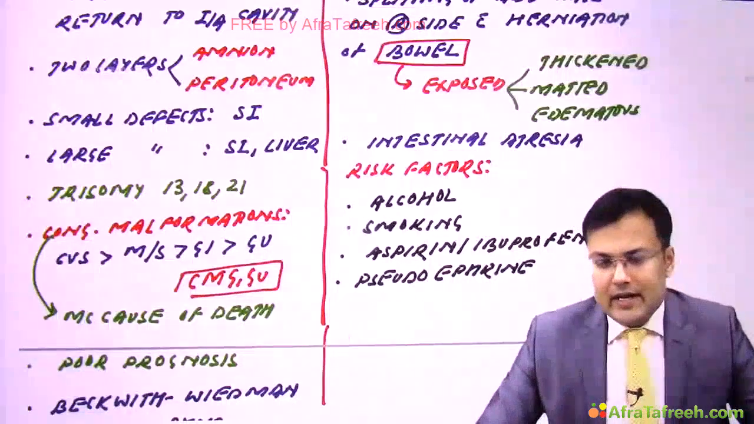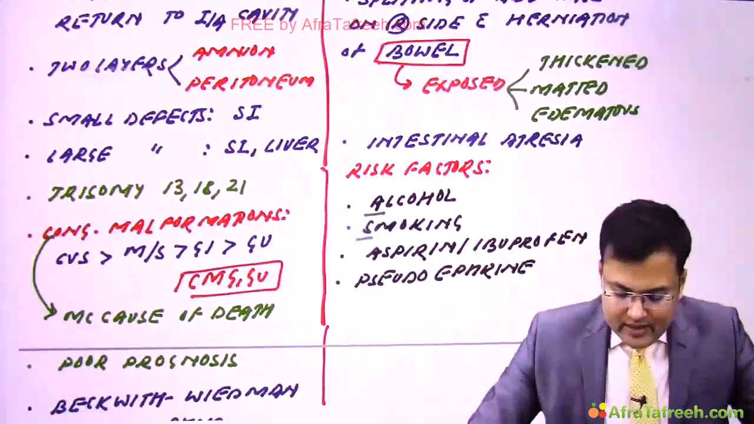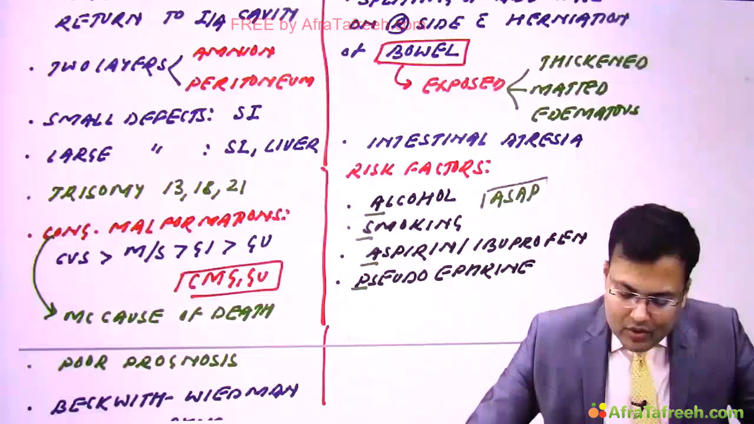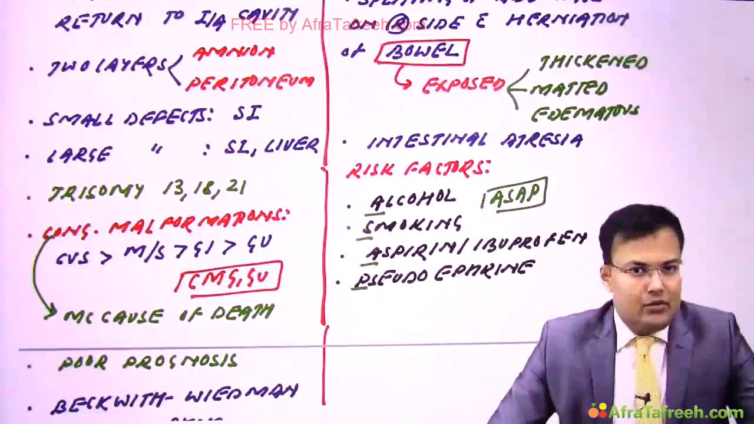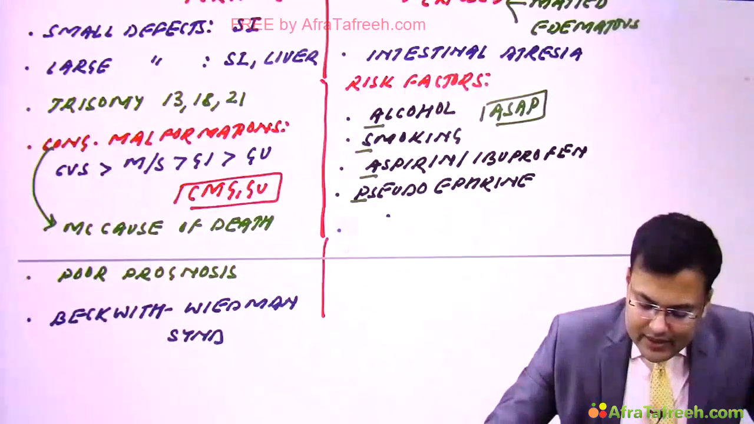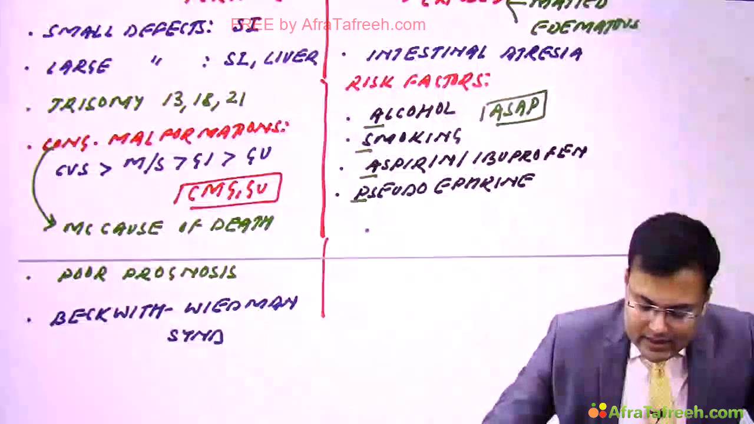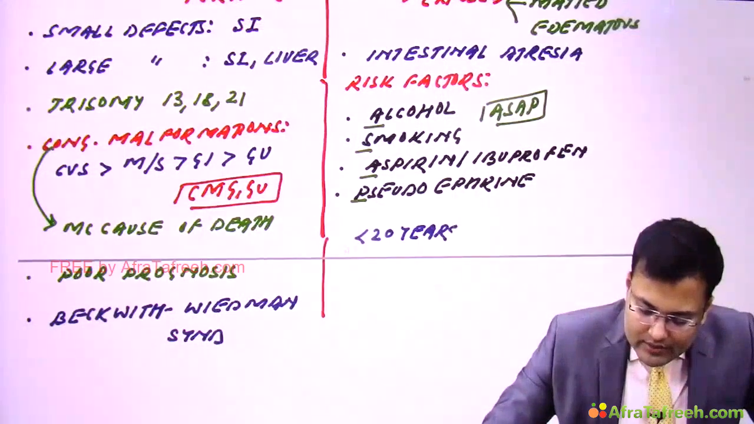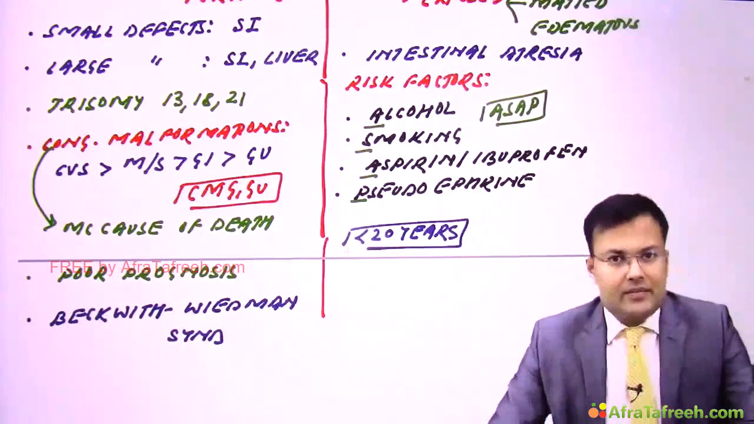How to remember is very easy. The mnemonic is ASAP, as soon as possible: Alcohol, smoking, aspirin, pseudoephedrine. Another risk factor which we discussed is that if the age of the mother is less than 20 years, this is also a risk for gastroschisis.